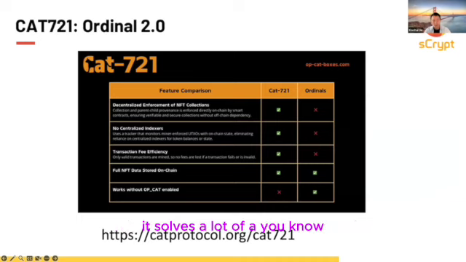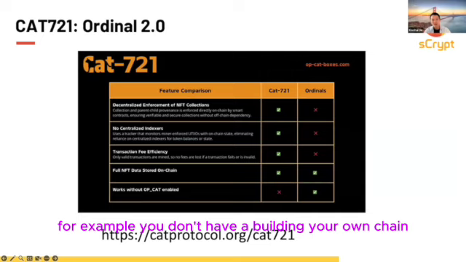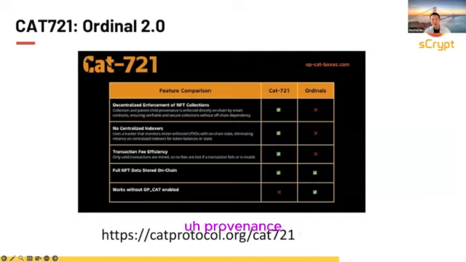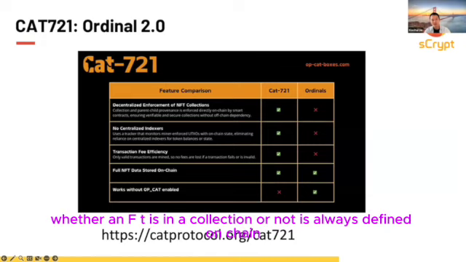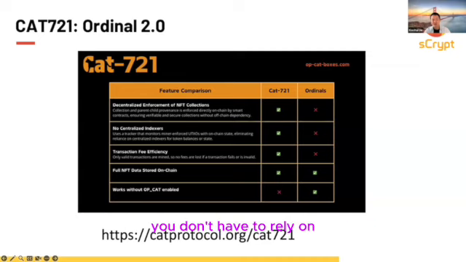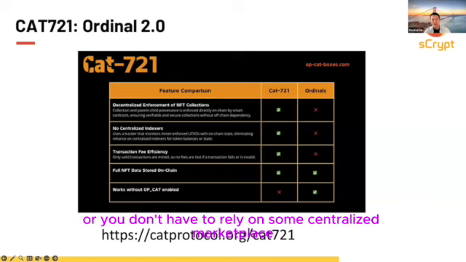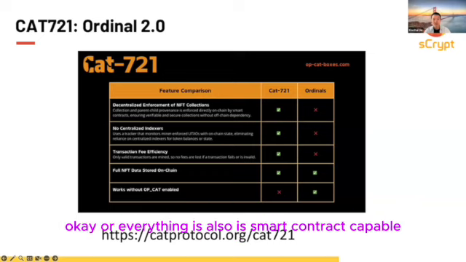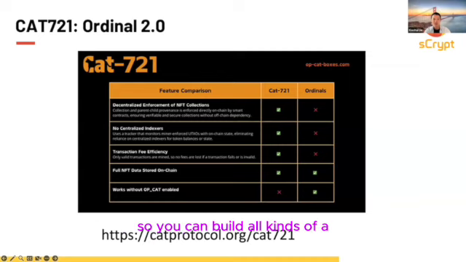It solves a lot of problems the Ordinals protocol has. For example, you don't have built-in on-chain provenance. For now, whether an NFT is in a collection or not is always defined on-chain. You don't have to rely on off-chain, let's say JSON data, or on some centralized marketplace. Everything is also smart contract capable, compatible. So you can build all kinds of applications, so-called dApps, using this new protocol.